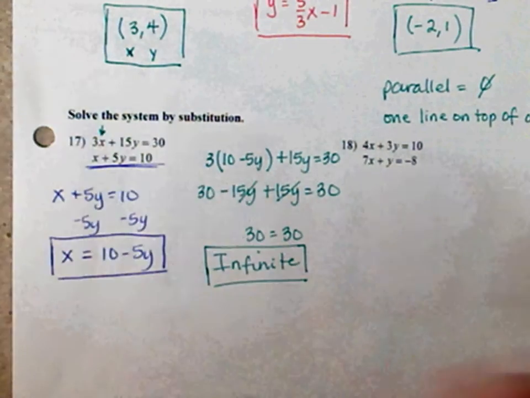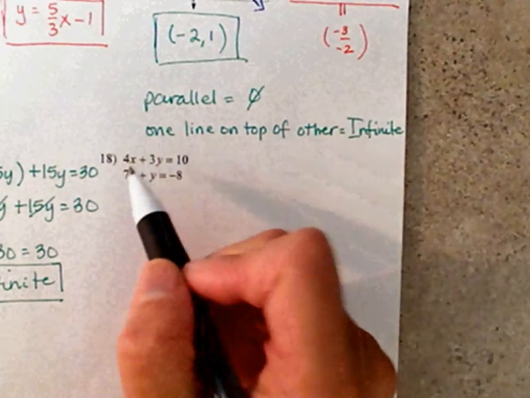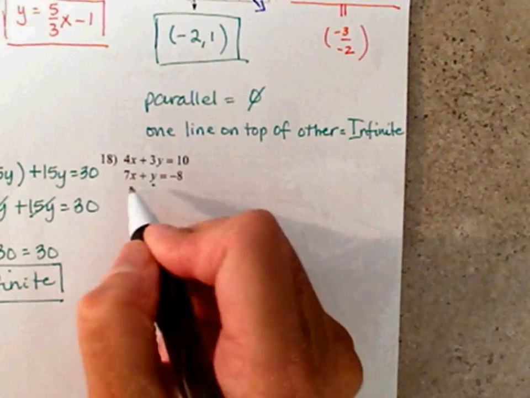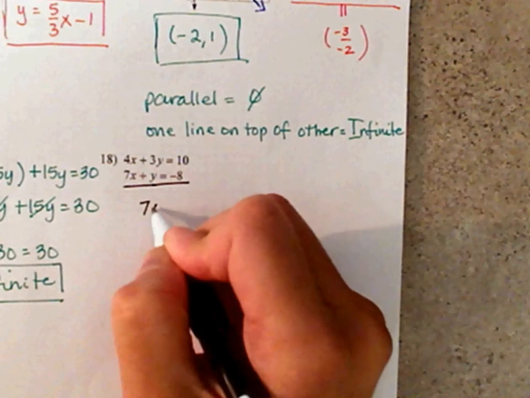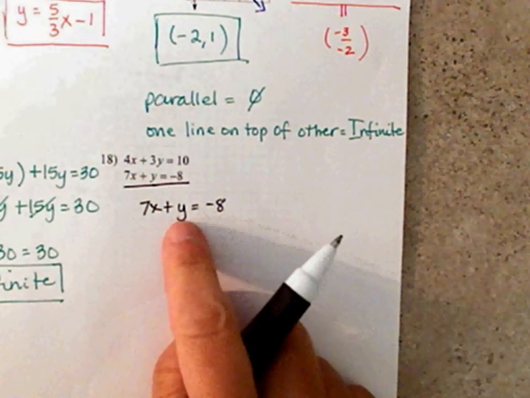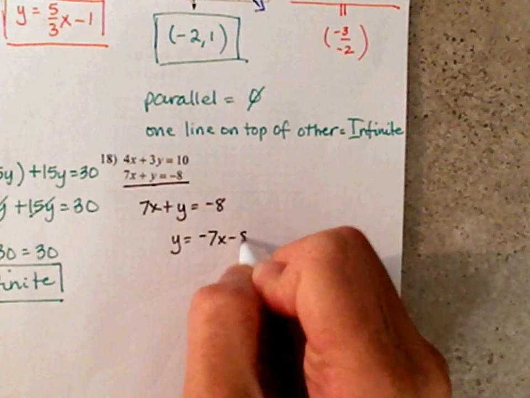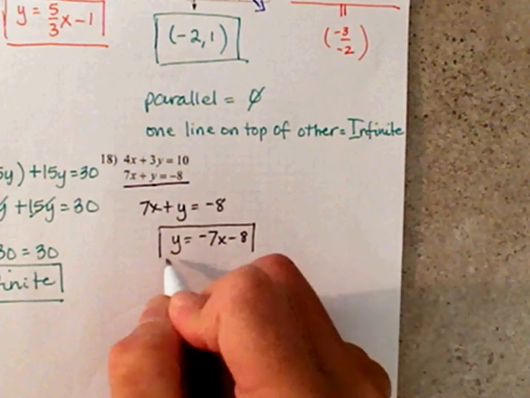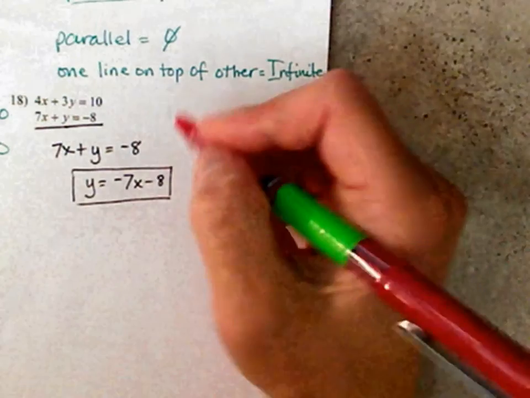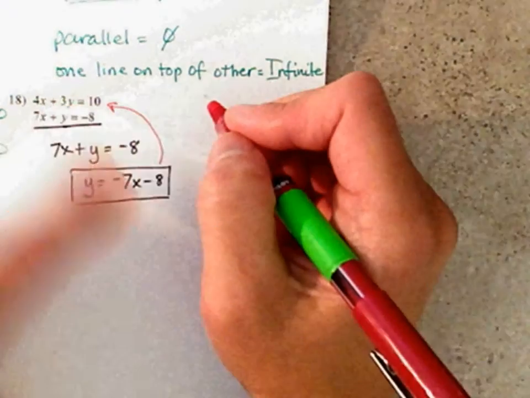Number 18. We're going to solve this one by substitution. Look at your coefficient. This one right here is the one that has a coefficient of 1, so I am going to use this one. 7x plus y is equal to negative 8. I'm going to let this one stand alone so I don't have to deal with fractions. So y is equal to negative 7x minus 8. Box that one in, okay, because you're going to come back to it. Now I'm going to plug this back into this one right here. Wherever you see a y, I'm going to plug in negative 7x minus 8.